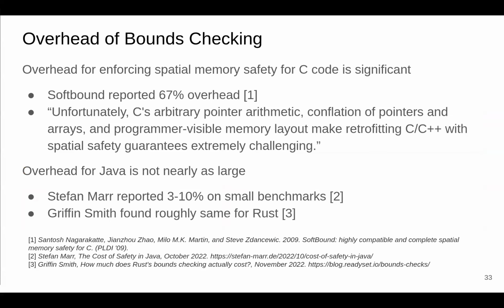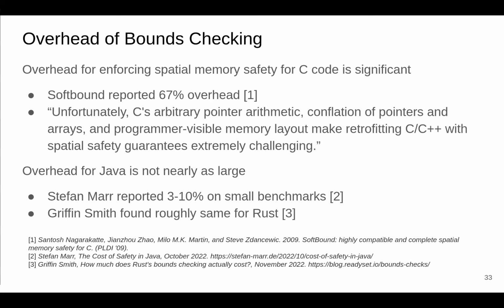Bounds checking is not free. SoftBound is an implementation of spatial memory safety checking for C, and it comes at around 70% overhead. A particular issue is that C has a lot of arbitrary pointer arithmetic that needs to be checked. A pointer and an array are pretty much the same, like a reference to an array is the same as a pointer. And the programmer actually sees and can observe the memory layout, which makes modifying pointers and tracking bounds information extremely expensive.